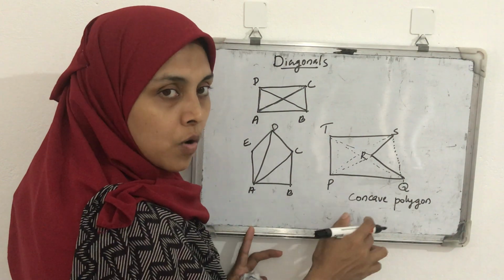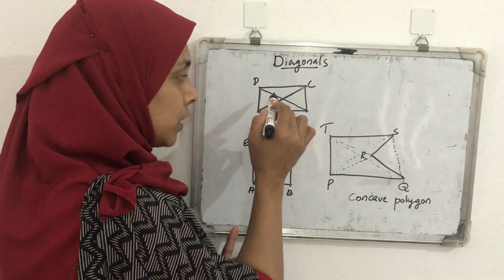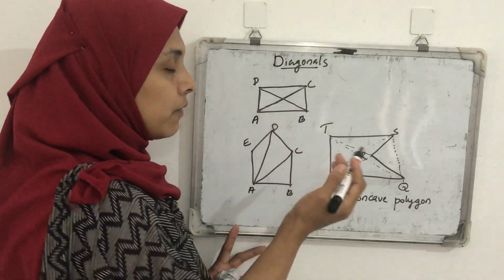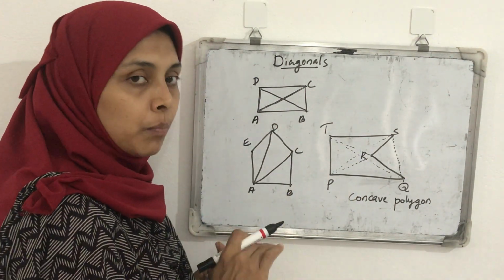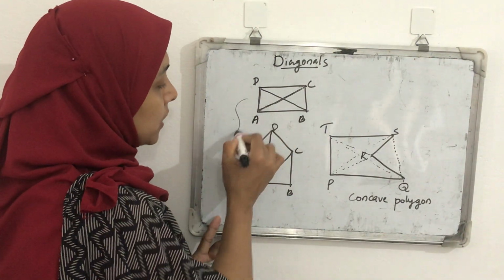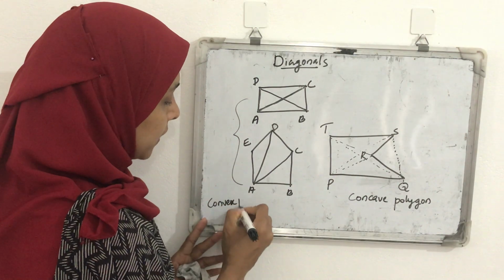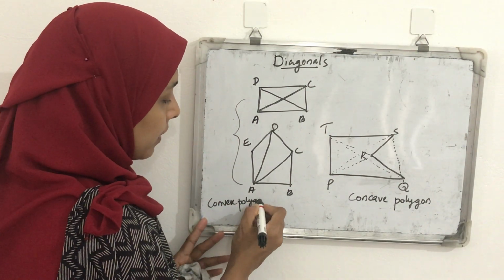are called concave polygons. And in this case, how many diagonals are there? All the diagonals are on the interior part of that polygon. Such polygons are called what? Convex polygon. Convex polygon. Okay.